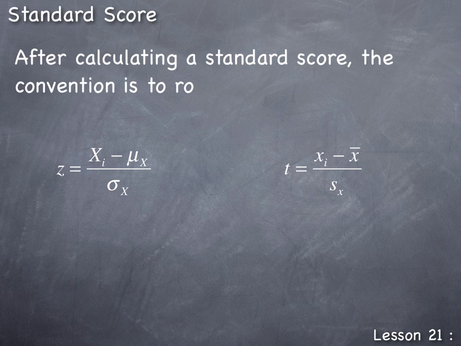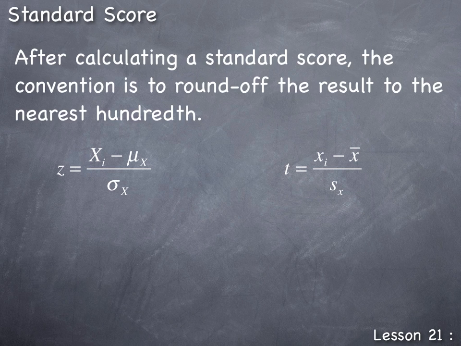After calculating a standard score, the convention is to round off the result to the nearest hundredth. That is, we round off standard score calculations to 2 places after the decimal. And whenever possible, we always want to carry as many decimal places of accuracy as we can whenever calculating any result. We leave the rounding off to the very last step. But sometimes that's not always possible.